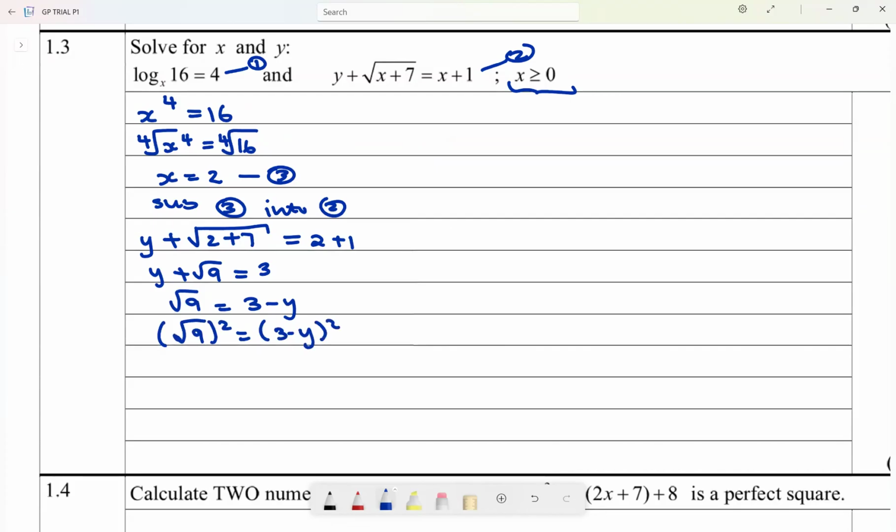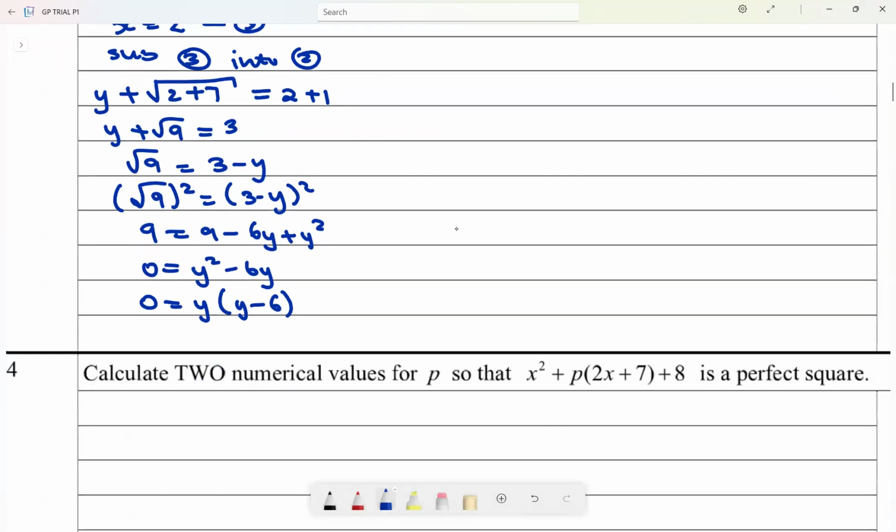Square both sides. So this will be 9. It is equal to, I square the first term, the product of the two multiplied by the exponent. And then I can put this in a standard way, y squared minus 6y. And then when I take the 9 to the other side, it will just be 0. And then 0 is equal to y into y minus 6. And then y will be equal to 0, or y will be equal to 6. Okay, so yes, that's that.